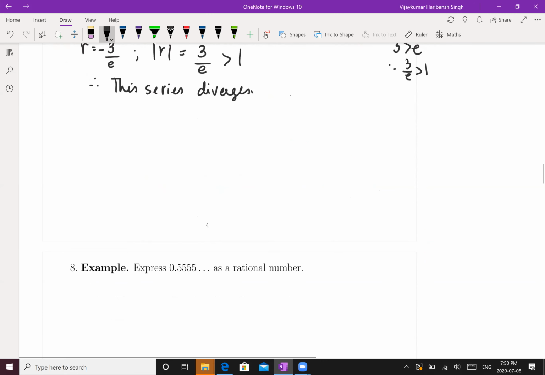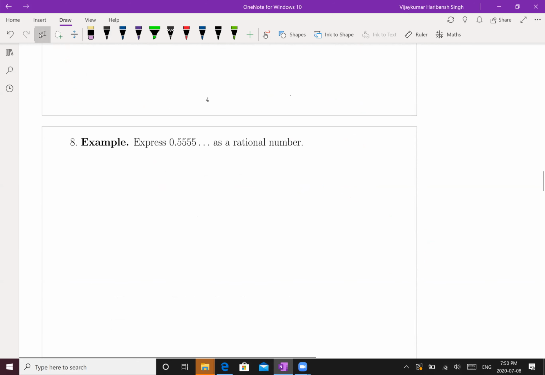now let's look at another problem. Express 0.55555 as a rational number. So let me make this problem slightly more interesting: 0.75757575. And let's express this as a rational number. Okay, so how do we go about it?